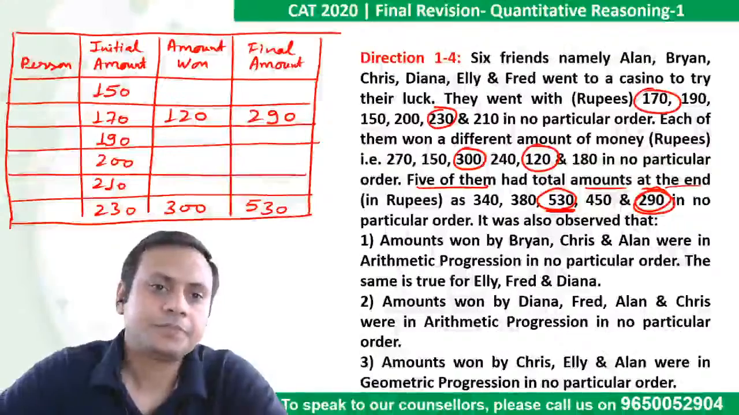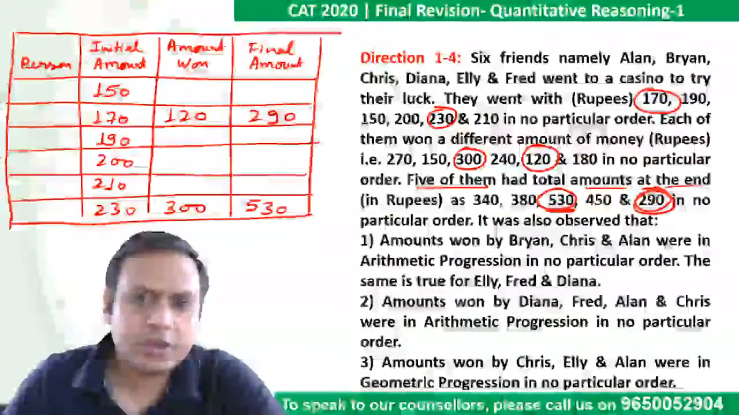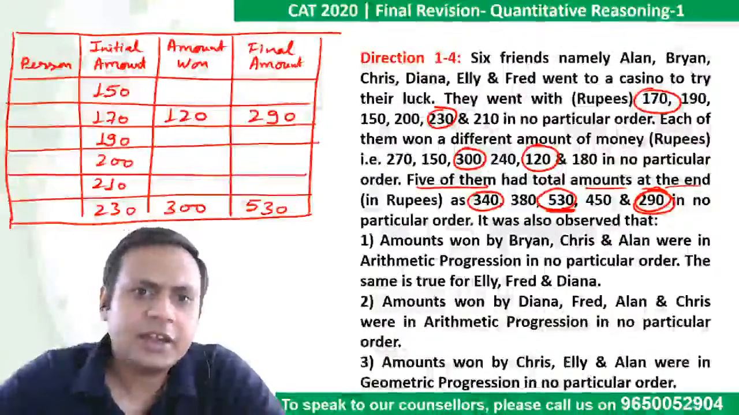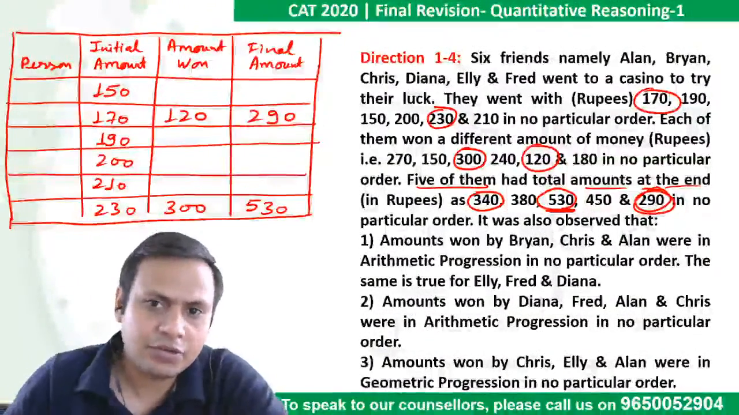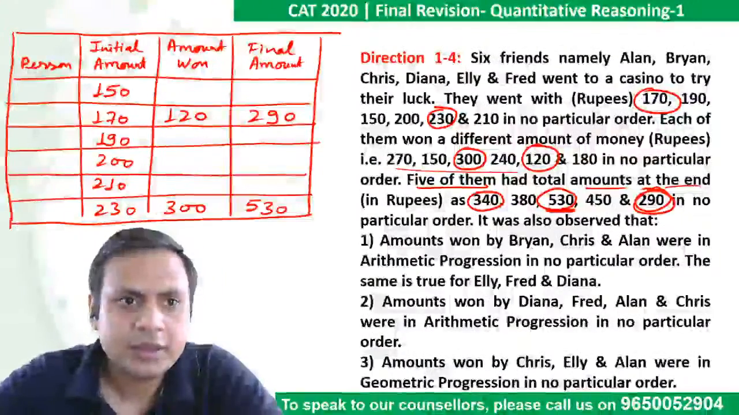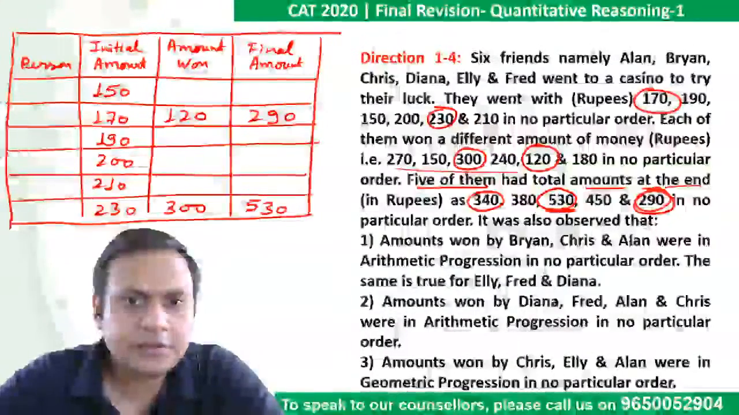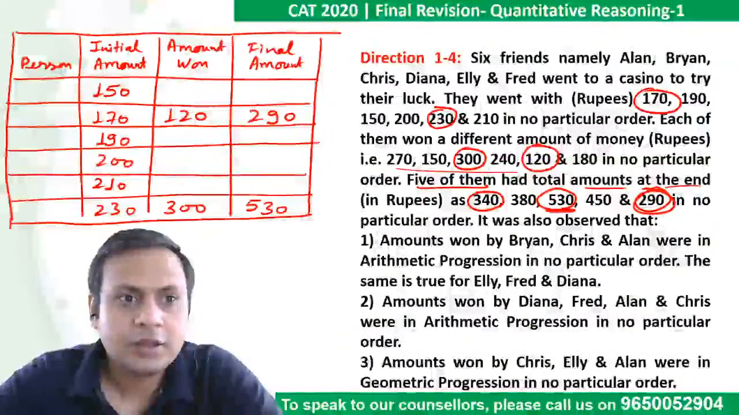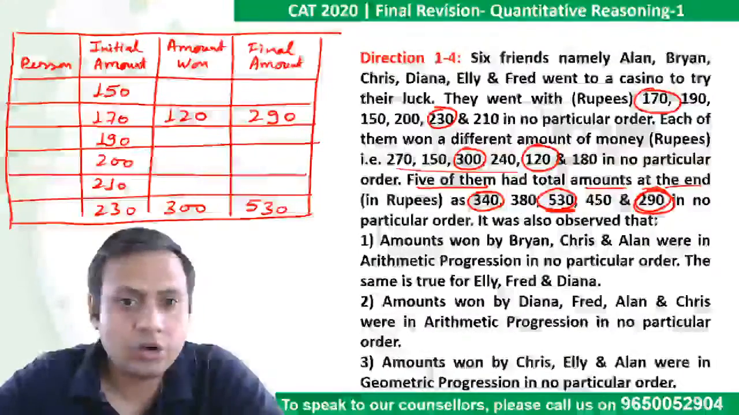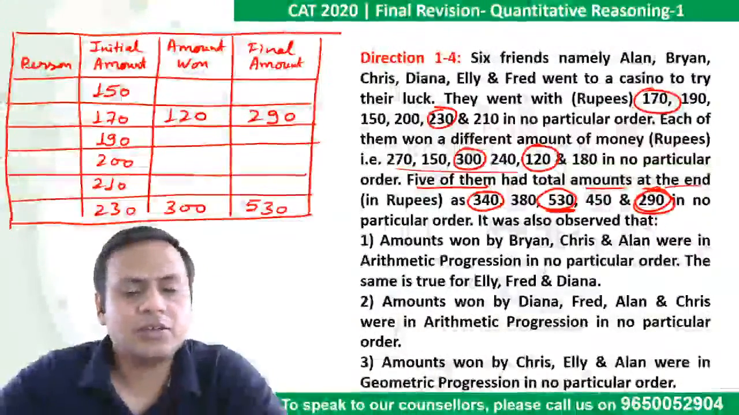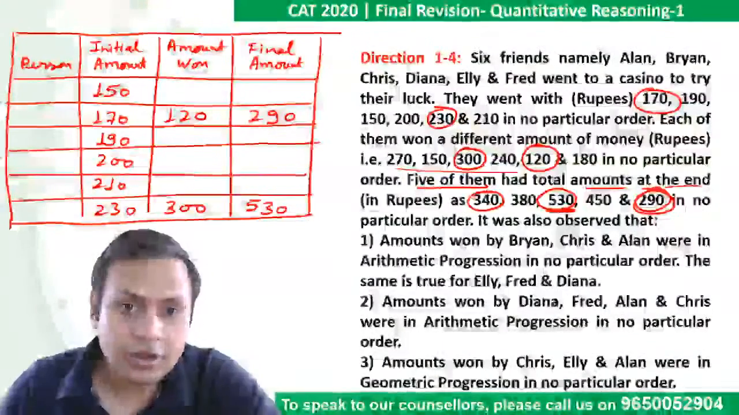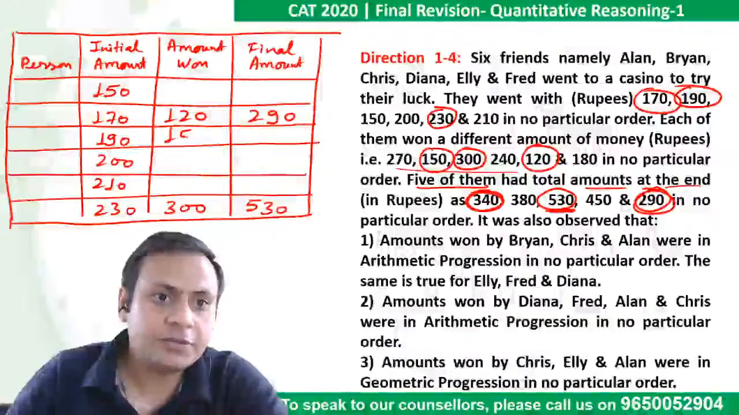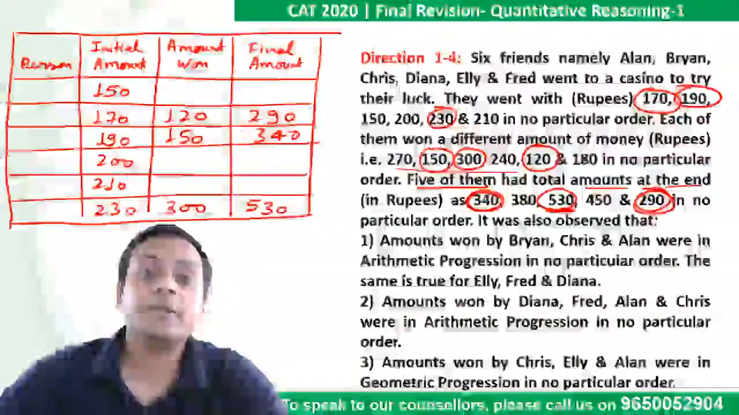Now think about it. How is 340 possible? Can it be 150 plus 190? But here we do not have 190 in the amounts won. No, not possible. I'm talking about 190 plus 150. That is possible. 200 plus 140, obviously not possible. 210 plus 130, no, nothing is possible. The only possibility to get 340 is 190 plus 150. So 190 plus 150 is equal to 340. We need to do a little bit of hit and trial.